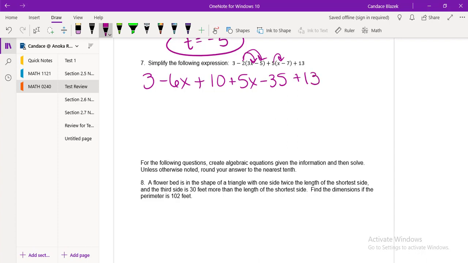So the step that remains is to combine like terms. And when I see this, I have this -6x plus 5x is a minus x. And then combining what I have, this 3 plus 10 is 13, plus 13 is 26, minus 35 is a -9. So my simplified expression is -x minus 9.